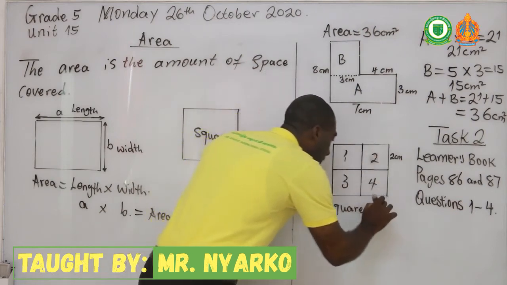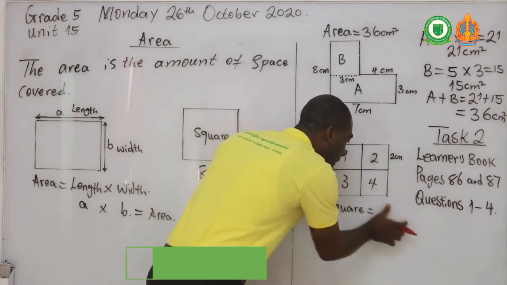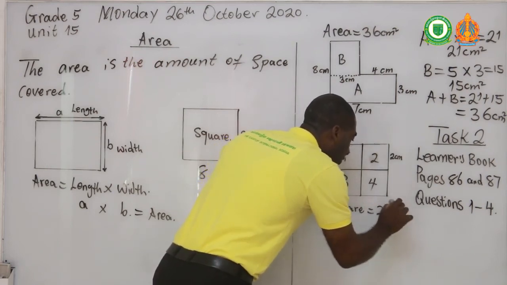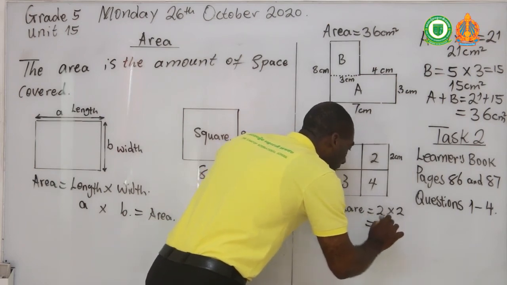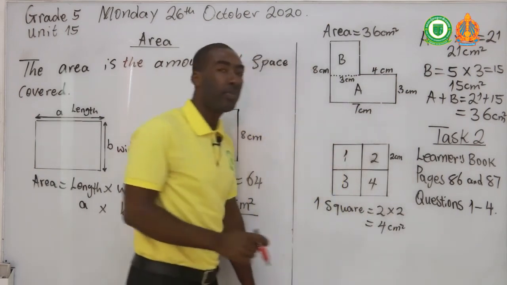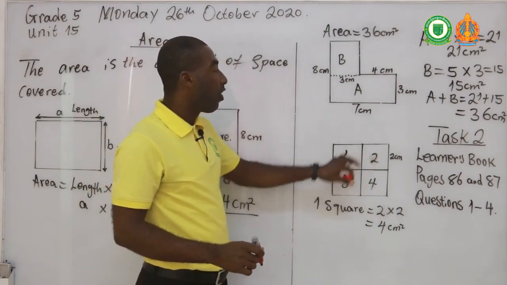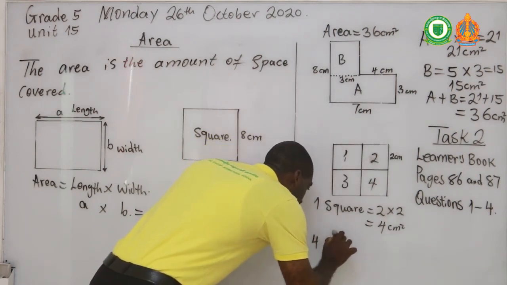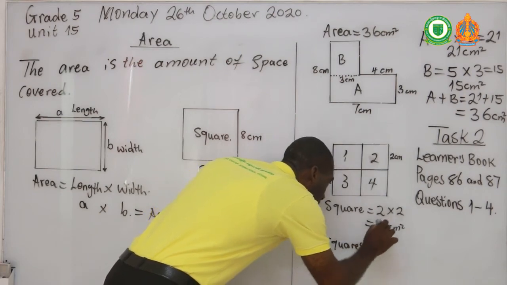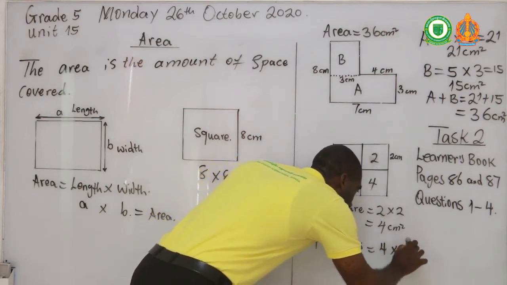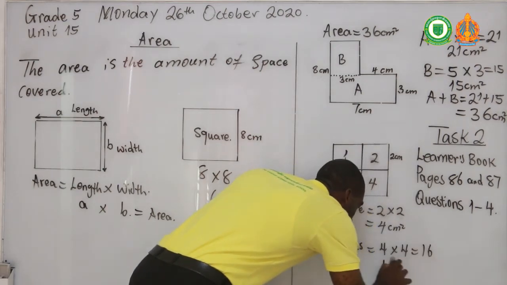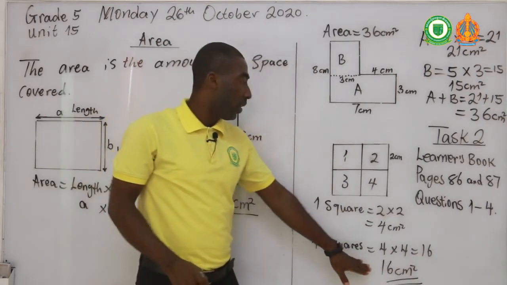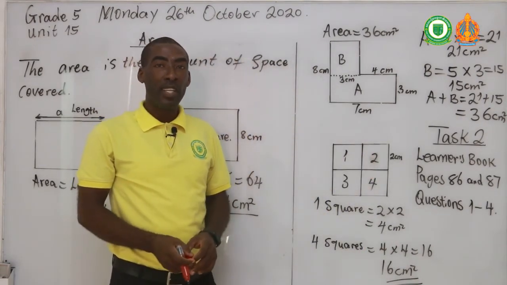So 1 square will be equal to 2 times 2, okay? That will give us 4 centimeters square. Because we have 4 squares in between, for all the 4 squares we need to multiply our 4 by 4, and that will give us 16. So in all we'll have 16 centimeters square. That will be the total area for this drawing as well.